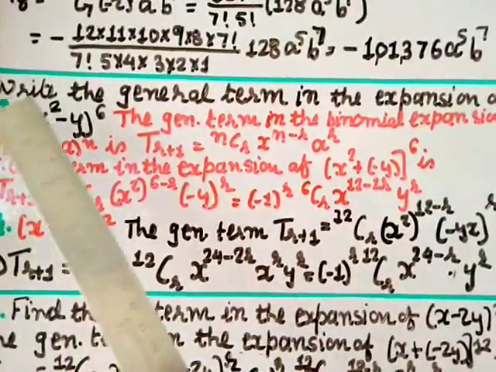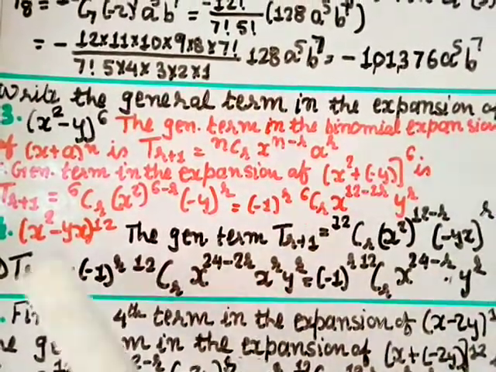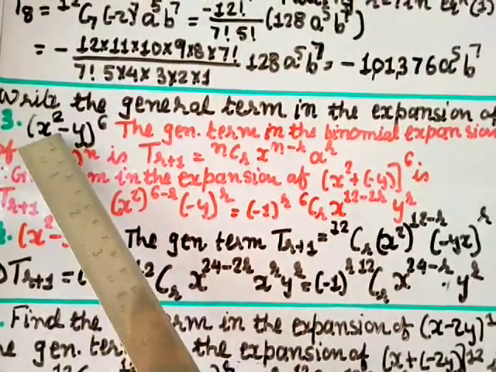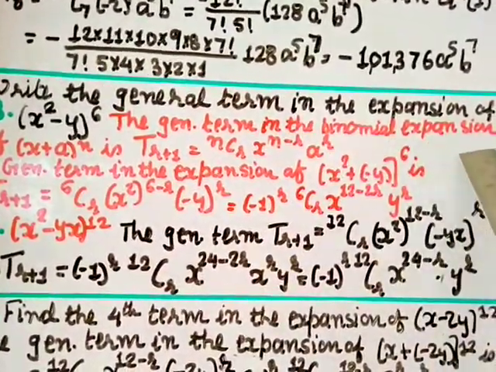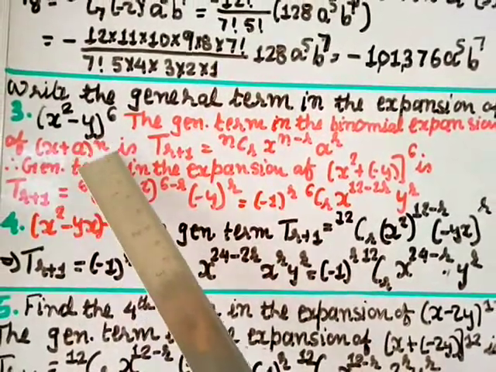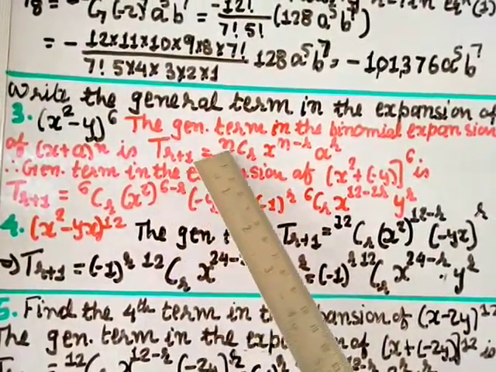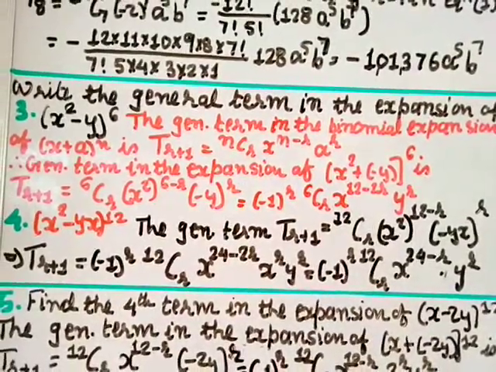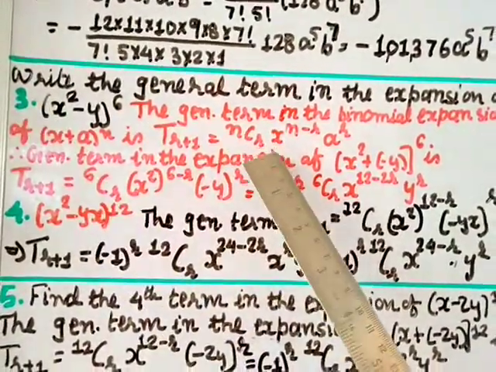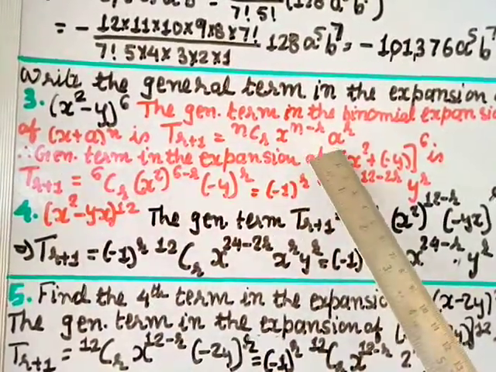Write the general term in the expansion of (3x power 2 minus y) whole power 6. The general term in the binomial expansion of (x plus a) power n is T(r+1) equal to nCr x power (n minus r) a power r. Okay, so this is the formula. Now in this, instead of x you have got x square and instead of a you have got minus y.